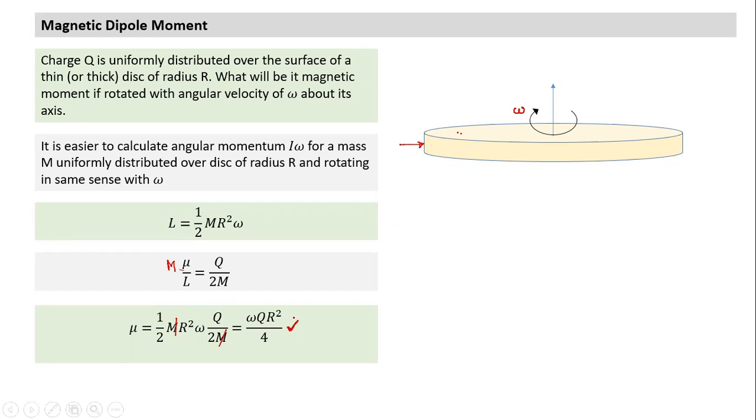What are the shapes for which we know moment of inertia? We know for disk, we know for a ring, we know moment of inertia for a solid sphere, spherical shell. So if the question comes, charge is distributed over the surface of a sphere of radius r, and a sphere is rotated with angular velocity omega about its axis. Where is the charge? On the surface of a sphere. Total charge Q is placed on surface of a sphere.